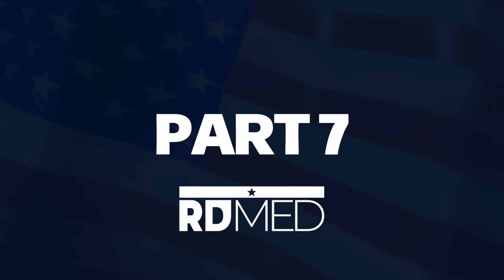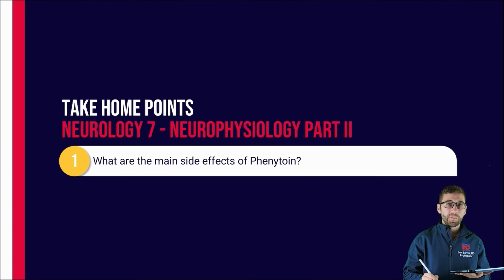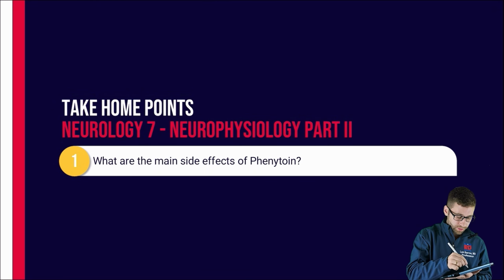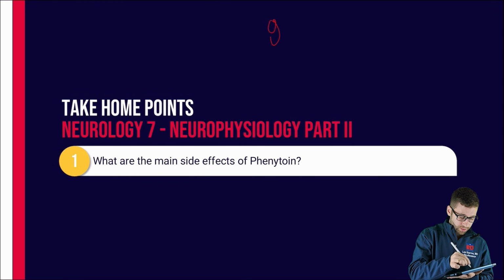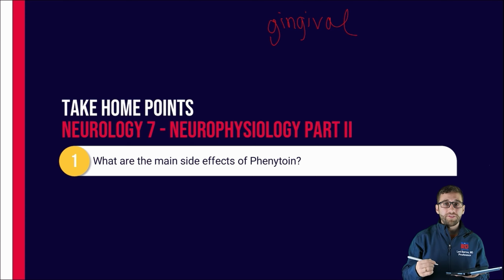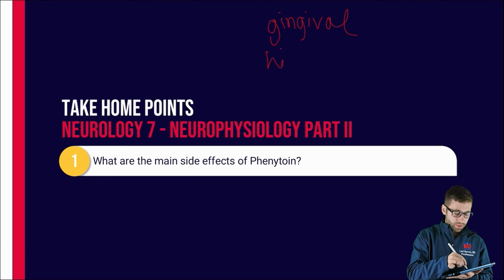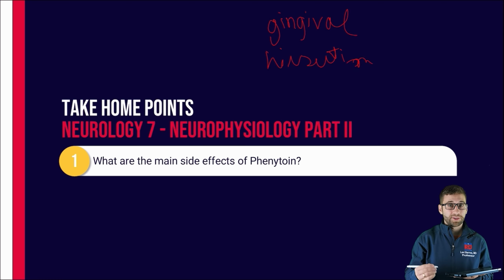Part 7. Welcome to our take-home point session on neurophysiology part 2. What are the main side effects? Phenytoin is a commonly used anti-epileptic drug, but it has several side effects that are important to remember. The first one, gingival hyperplasia, which is overgrowth of the gums here in the tooth. Hirsutism, which is excessive hair growth.